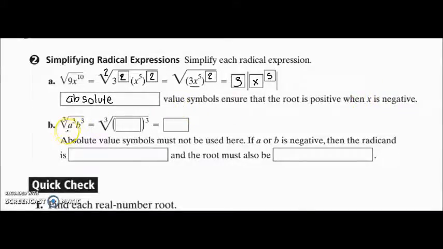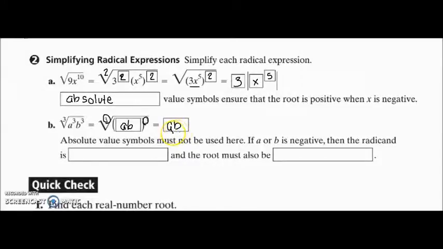Let's take a look at example B. This time we want the cube root of a cubed times b cubed. Well, this is really a times b cubed. And once again, this cube and this cube root in this particular example will cancel each other out, and we're just going to be left with ab.